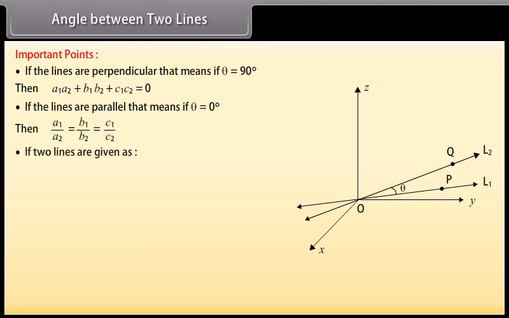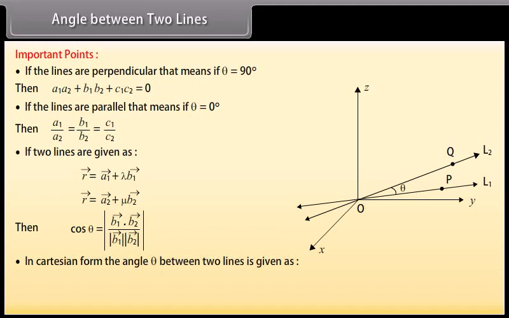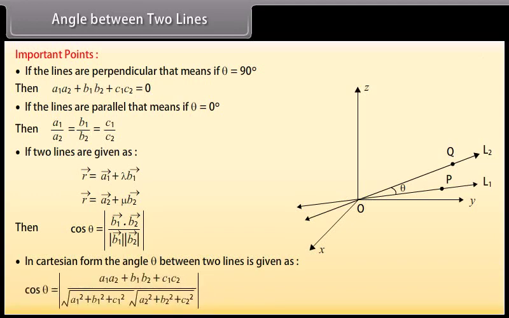If two lines are given as vector r equals vector a1 plus lambda vector b1, vector r equals vector a2 plus mu vector b2, then cos theta equals modulus of vector b1 dot vector b2 by modulus of vector b1 into modulus of vector b2. In Cartesian form, the angle theta between two lines is given as cos theta equals modulus of (a1 a2 plus b1 b2 plus c1 c2) divided by square root of (a1 square plus b1 square plus c1 square) into square root of (a2 square plus b2 square plus c2 square).